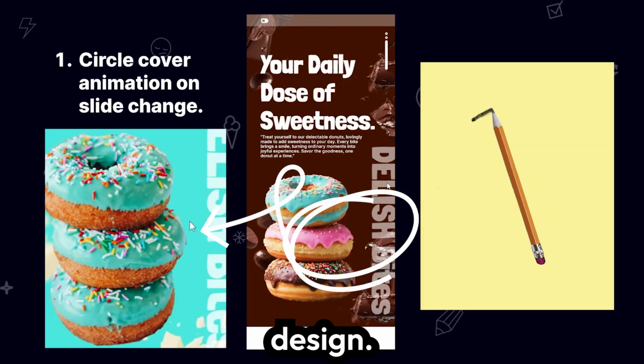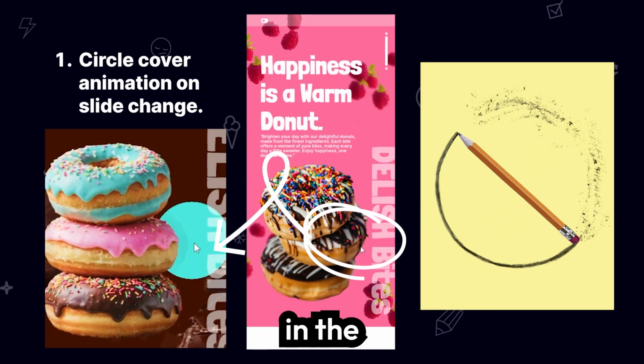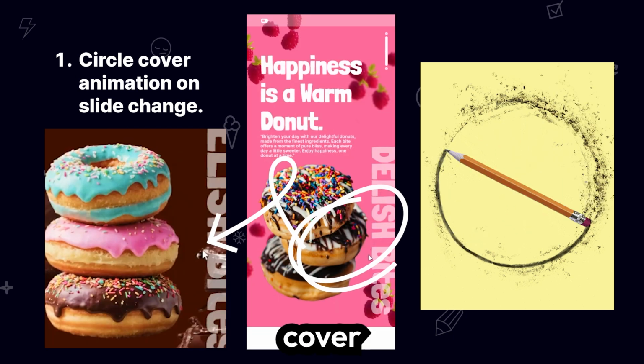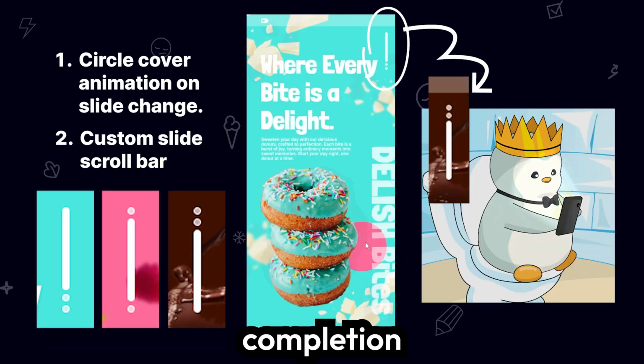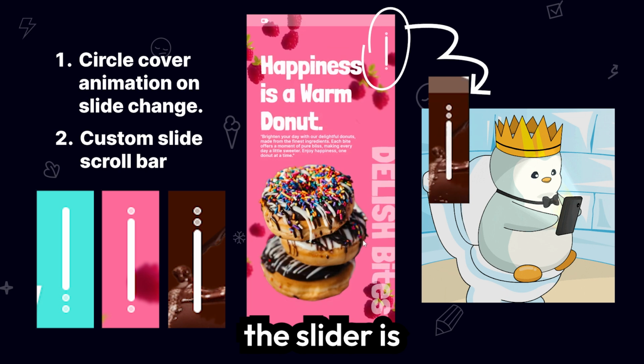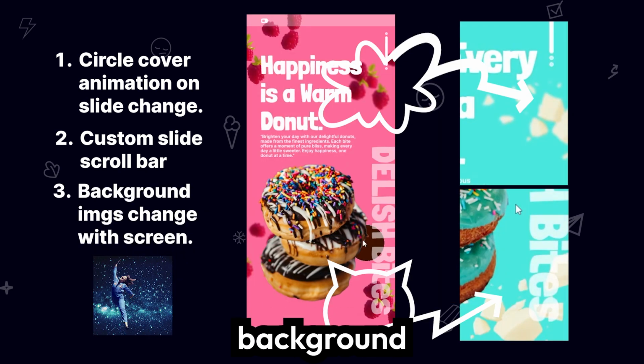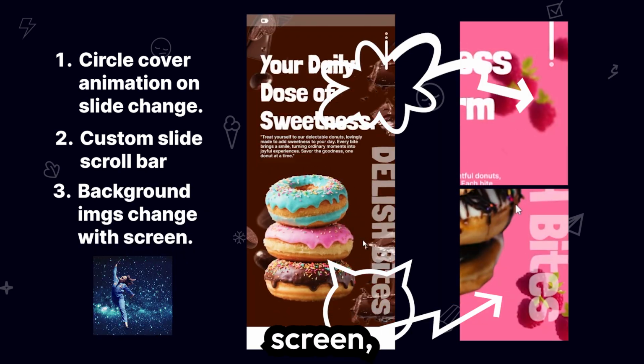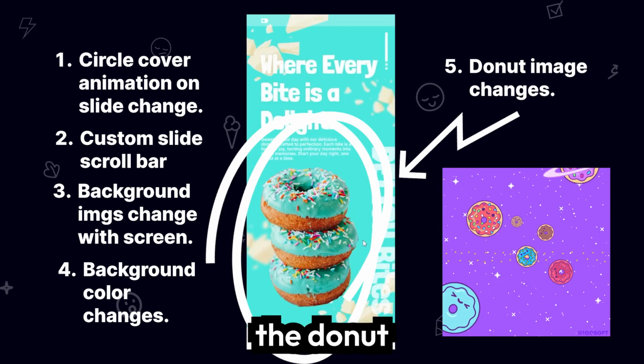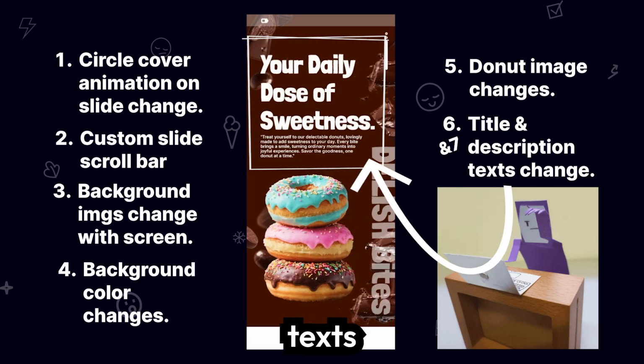This is the initial UI design. It has the circle that appears in the same color as the screen and animates to cover up the screen before the next screen shows up. The slide completion scroll bar, which tells us how long the slider is and which slide we are currently on. The background images change with the color change of the screen. The background color changes, of course. The donut image changes. The title and description texts also change.